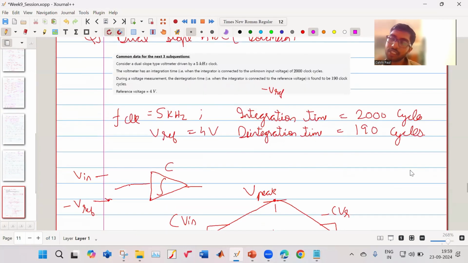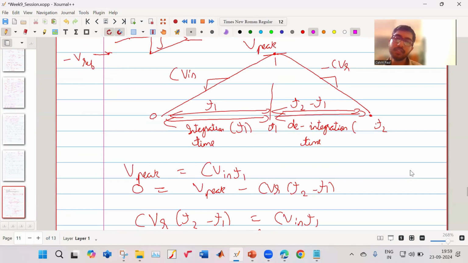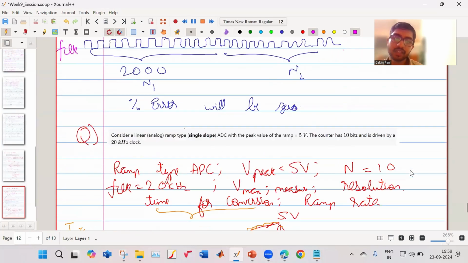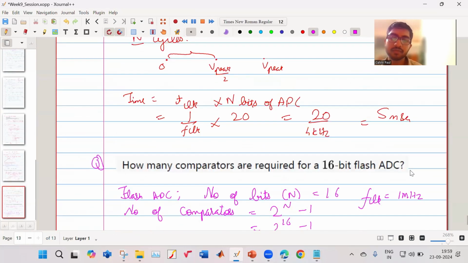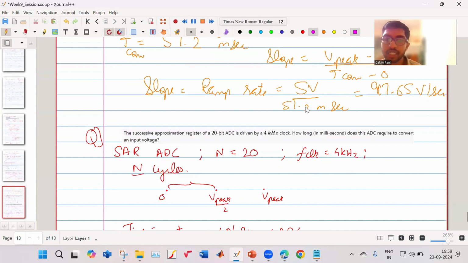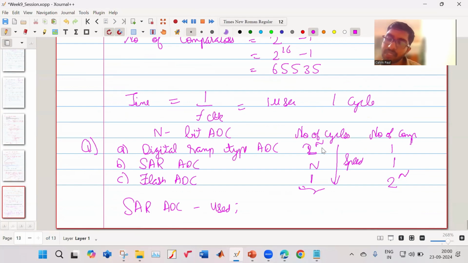Then we checked some questions. We checked the question regarding dual slope ADC. Then we checked the question regarding your linear ramp type ADC. And then we considered for a SAR ADC, how much time it will take to convert. For Flash ADC, we considered how many comparators are required. Then we made a comparison table of each type of ADC, and then we finished. Okay.